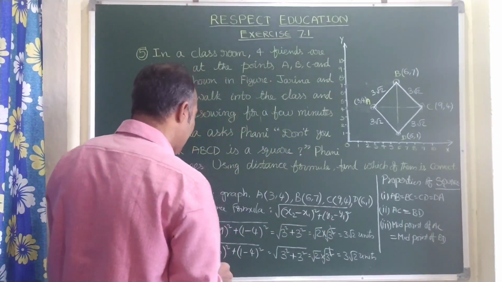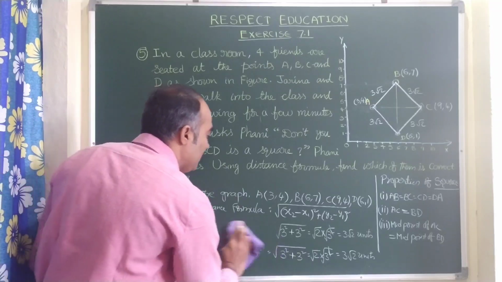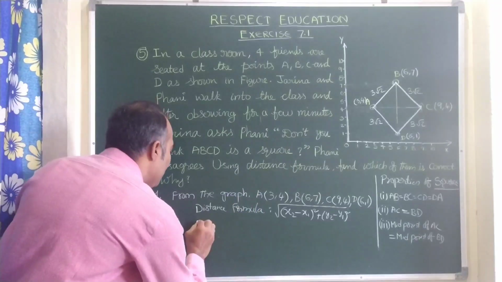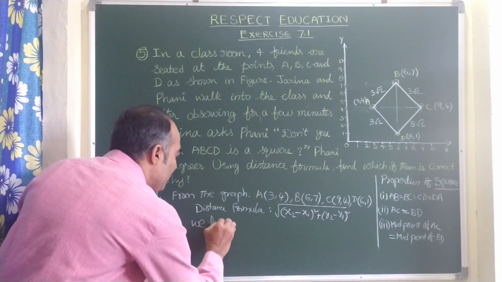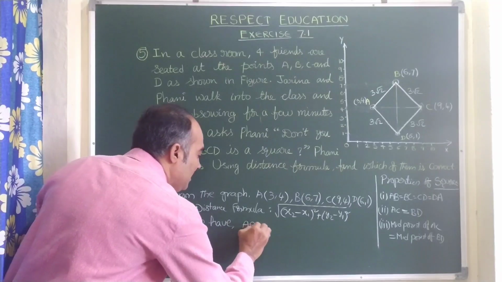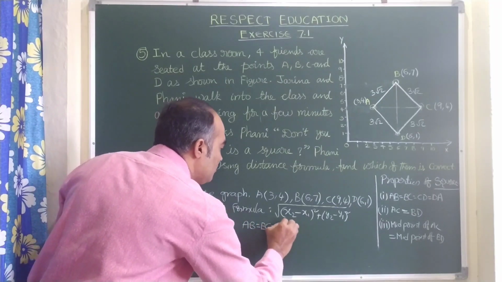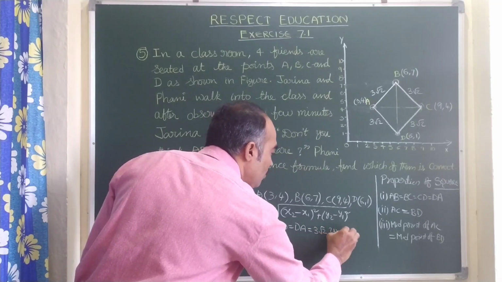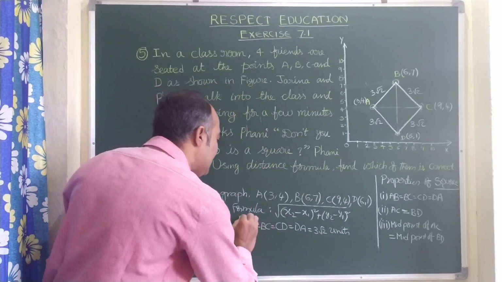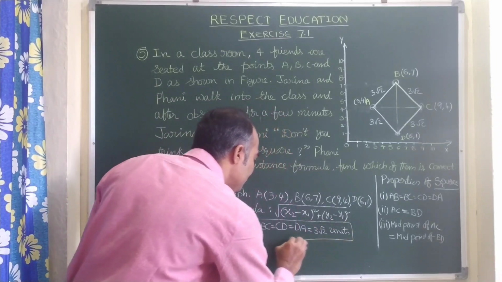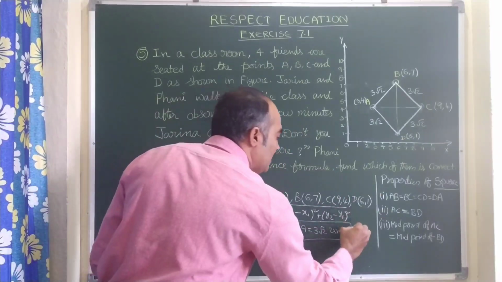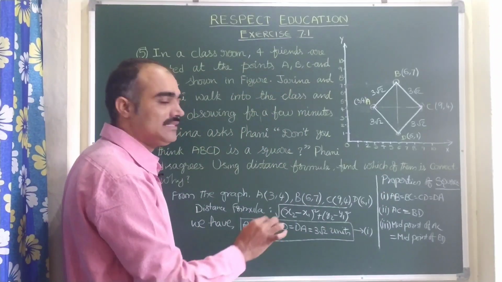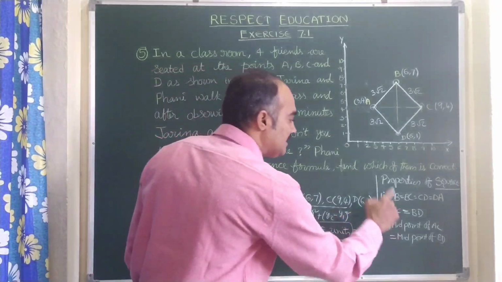So here we can write that AB, BC, CD, DA, all the four are equal. So we have AB is equal to BC is equal to CD is equal to DA. Each value is equal to 3 root 2 units. Let us take this condition as the first one. So the first property gets satisfied. Now let us check the second one.